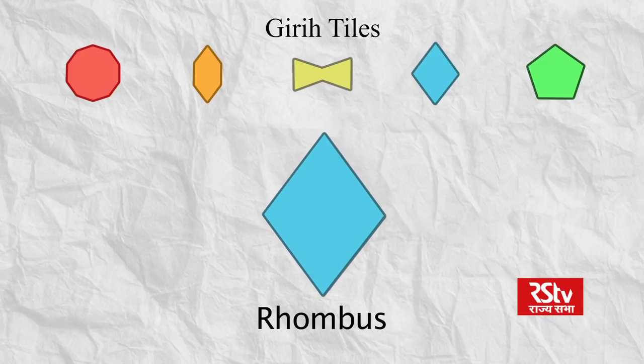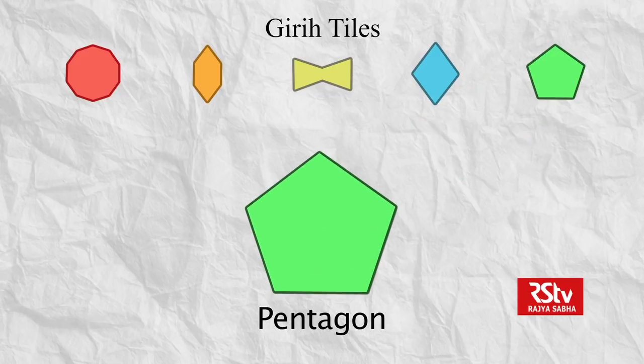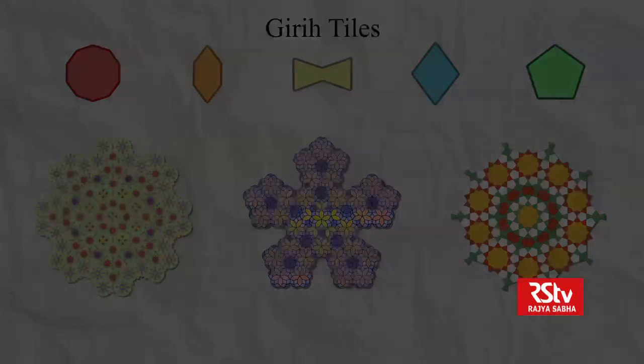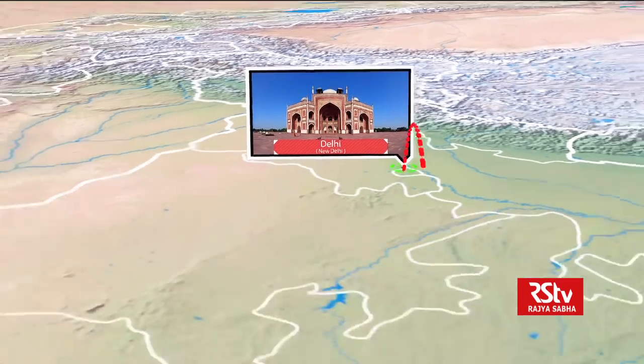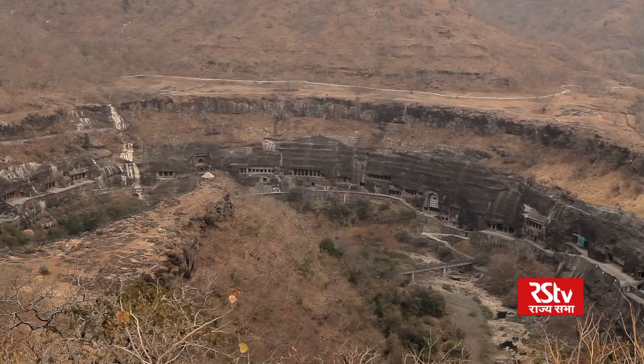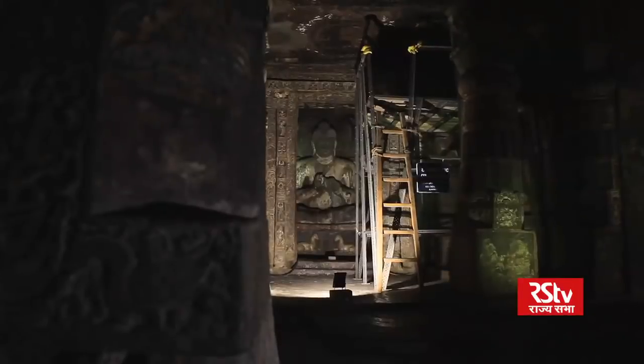A rhombus with interior angles of 72 degrees, 108 degrees, 72 degrees, 108 degrees, and a regular pentagon with 5 interior angles of 108 degrees. We can see how these patterns come together in a multitude of ways to create these mesmerizing patterns. Let's leave these patterns and head to our final destination, which is to explore some stunning paintings.